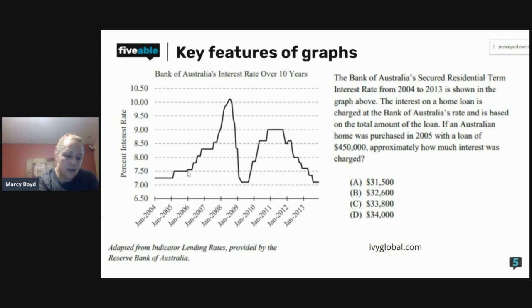Now what I have to know is, what do I do with that? So that 450,000 is going to be multiplied by the interest rate on $450,000. So I'm going to have $450,000 times 0.075. All those choices are really close. So it does make it a little more important that we enter things correctly.